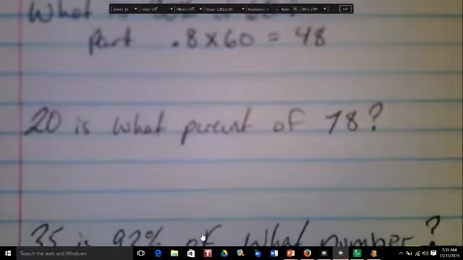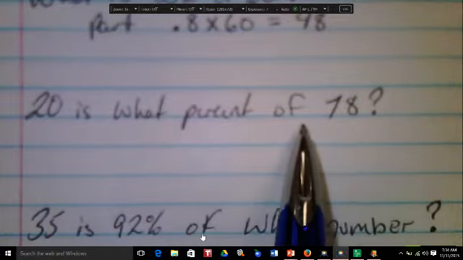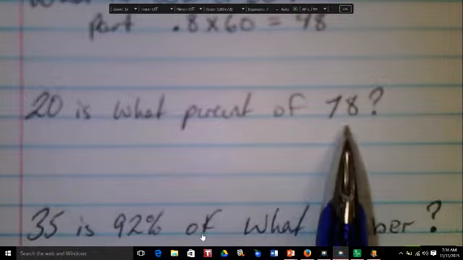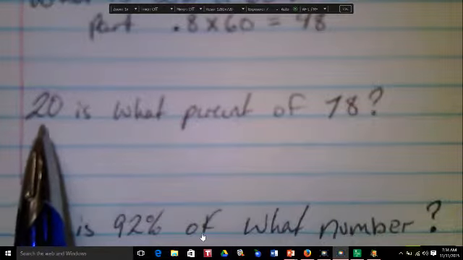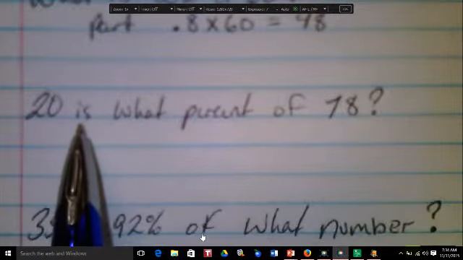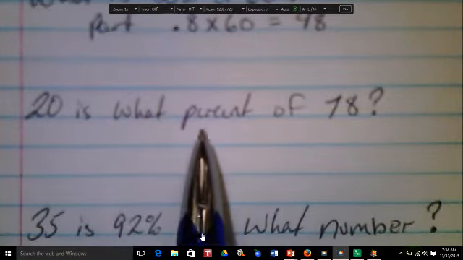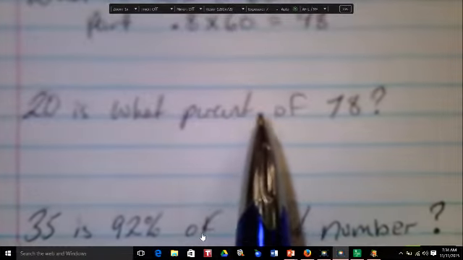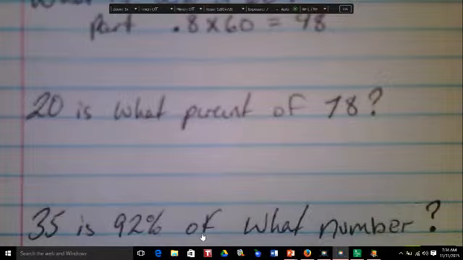Let's move on. We're looking at: 20 is what percent of 78? We've got that word "of," and behind it we have 78, so that's our whole. Your part usually comes before the word "is." But what's more telling about this? What do you think we're looking for? What percent. So we're looking for the percent. In other words, we have our part and we have our whole.